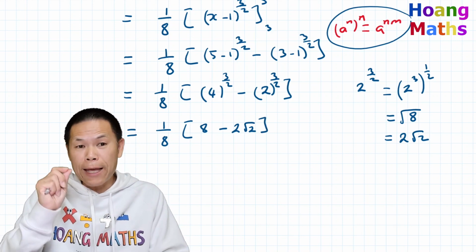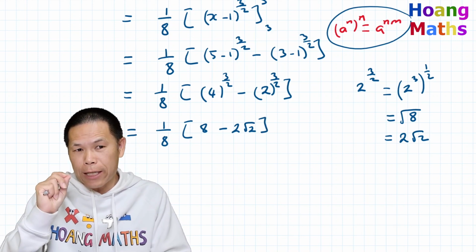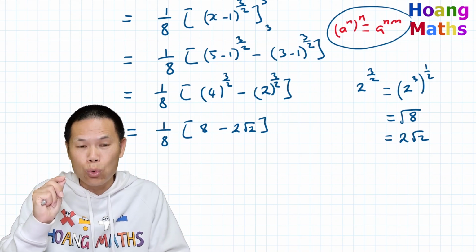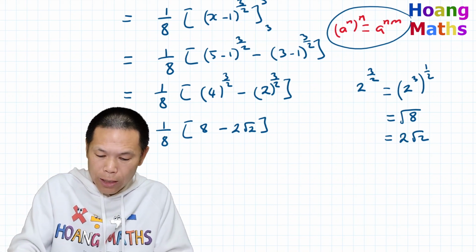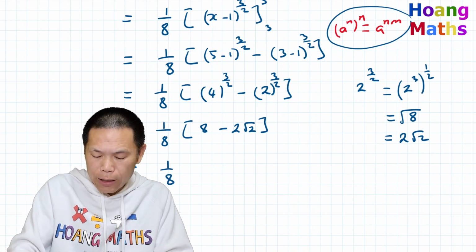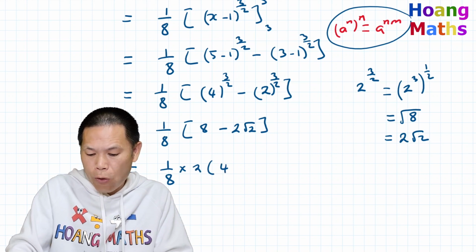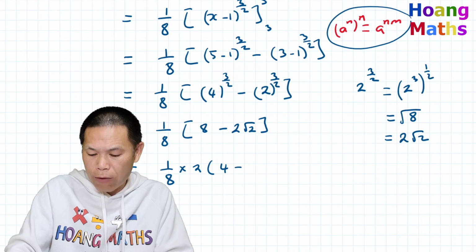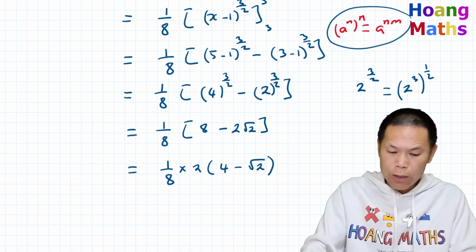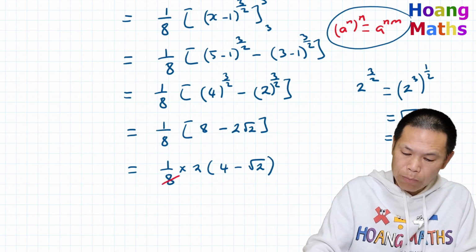So there you go. But then I can take out the common factor. In this case, the common factor is 2. So I can take this out. So I can take 1/8 times 2 with bracket. 8 divided by 2 is 4, and 2 divided by 2 cancel out, giving me 1. So that is 1√2. So there you go. And again, simplify this.